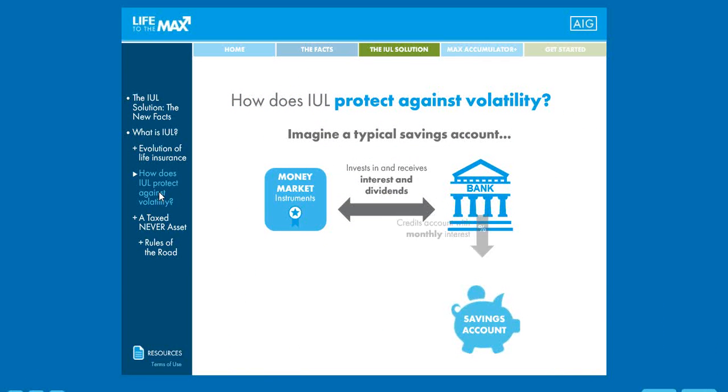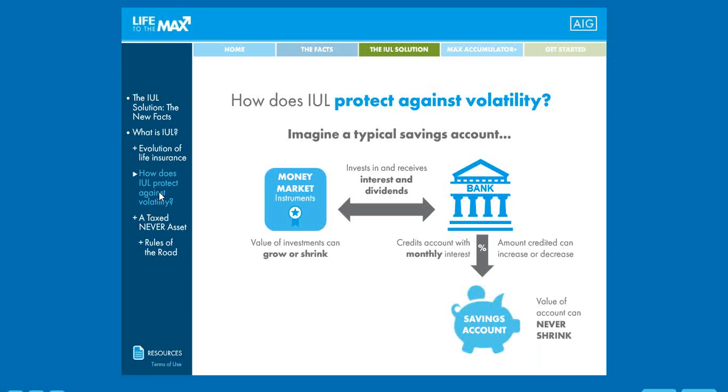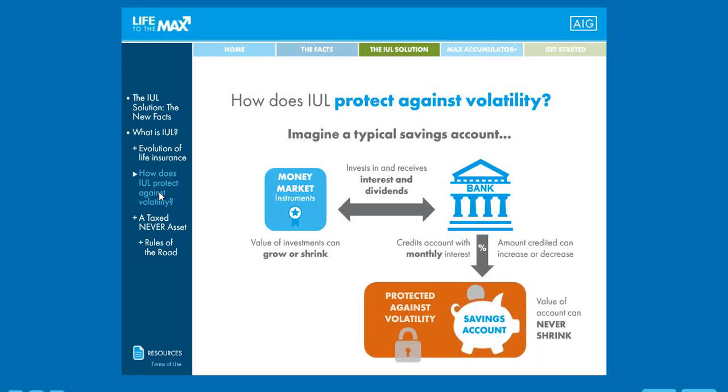Well, this is a really interesting example, I think, of comparing how an IUL works to how a bank works with your savings account that you might have there. Most people know if you put money in a savings account at a bank, the value of the account can't shrink unless you pull money out of there, right? The bank isn't going to charge you negative interest. They're going to give you interest on the account. It's not much, but it's something.